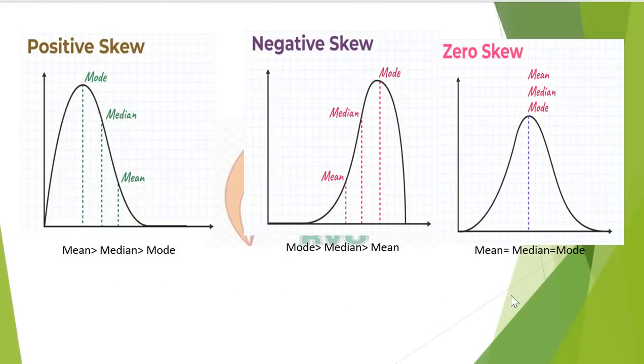If you represent it in graphical form, in positive skew the right side is longer. Here, mean is greater than median and median is greater than mode. But in the case of negative skew, the left side is longer. Here mode will have the highest value, median will have a lesser value, and mean will have a lesser value than median. But in the case of zero skew, all these three values, mean, median, and mode, will be equal.